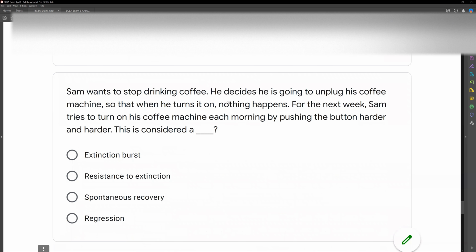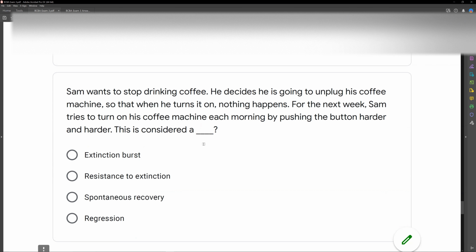Sam wants to stop drinking coffee. He decides he is going to unplug his coffee machine so that when he turns it on, nothing happens. For the next week, Sam tries to turn on his coffee machine each morning by pushing the button harder and harder. This is considered a what? All right, real life scenario here. So be careful. You notice response blocking isn't one of our options because response blocking, this is not.